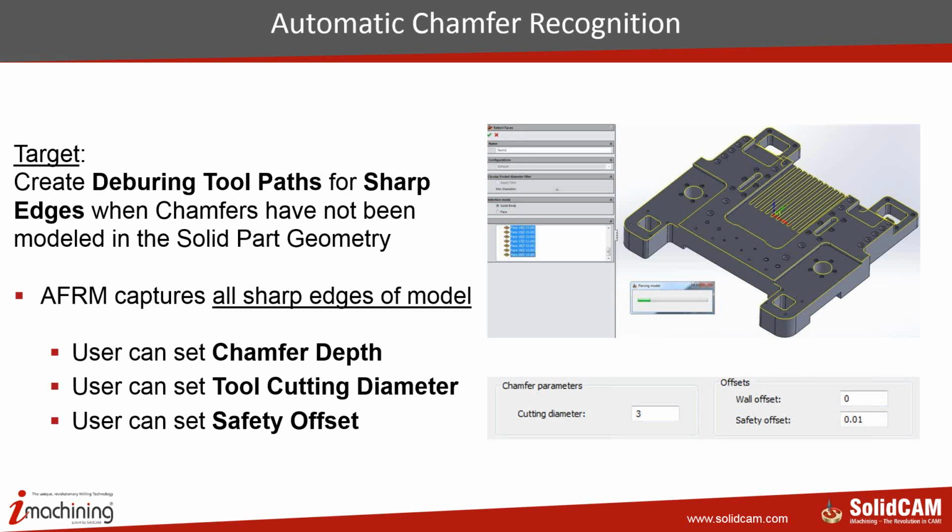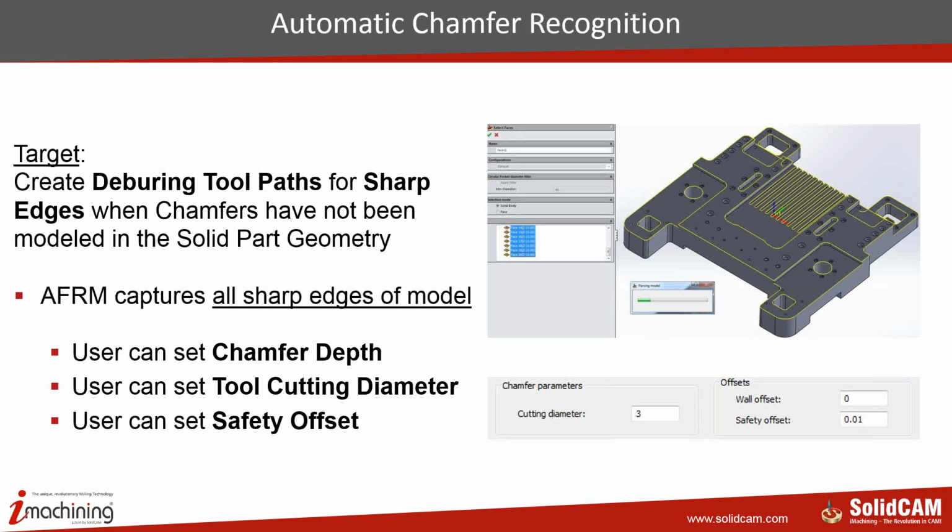Today, no one really likes to take their parts off of the machine without taking off the sharp edges. You want to do it directly on the machine. First of all, it comes out a lot neater. And second of all, you don't cut your hands as you're taking your part off the machine. Okay? So what we're doing here actually is we're recognizing all of the sharp edges on the part itself. AFRM captures all of this.